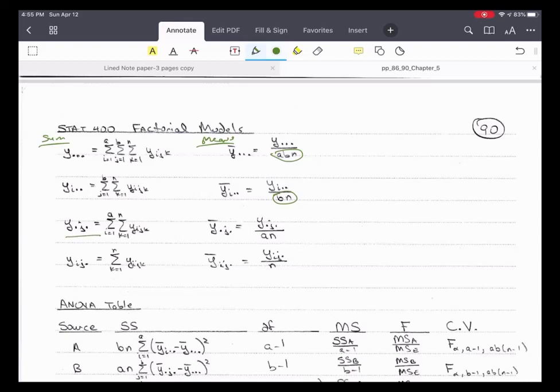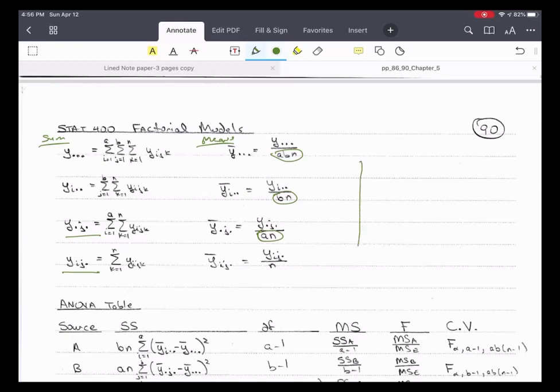But now we have y dot j dot, which is summing across the i's and the k's, but not the j's. So for the jth level of factor B, I'm adding up all the observations in that level. And then to get the average for that, y dot j dot bar, I divide by a times n, the number of observations in the jth level of factor B. And then we have the cell means. So for the ith level of factor A and the jth level of factor B, we sum across just the n, so how many we have in that one cell.